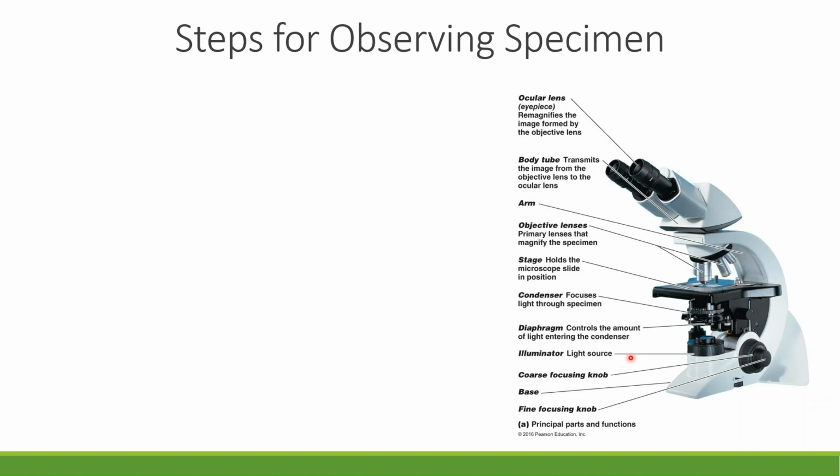Again, we have our illuminator, which brings the light, a funnel of light up towards the specimen. Here we have a diaphragm, and this diaphragm controls the amount of light that enters the condenser. So our diaphragm is kind of like the iris of your eye that can open and close. And the condenser actually funnels the light to that very specific point right at the specimen.